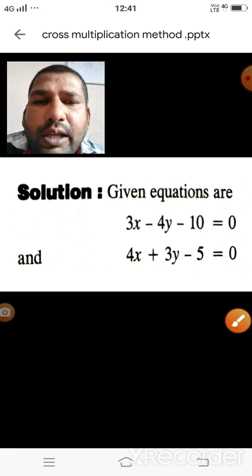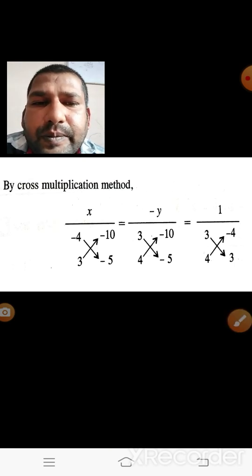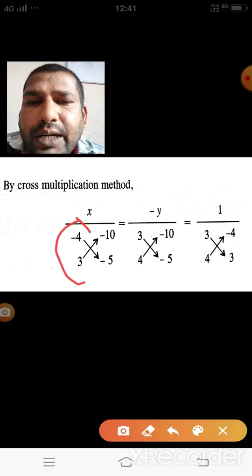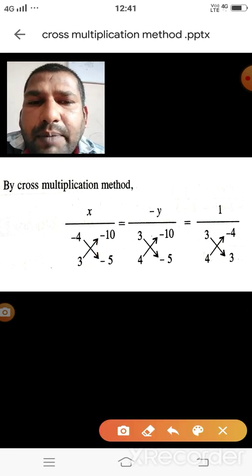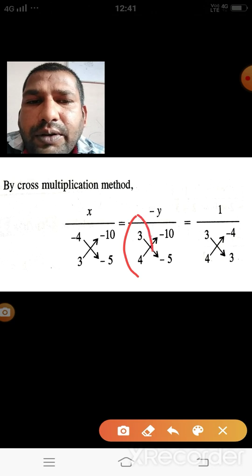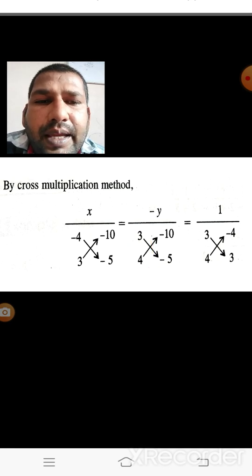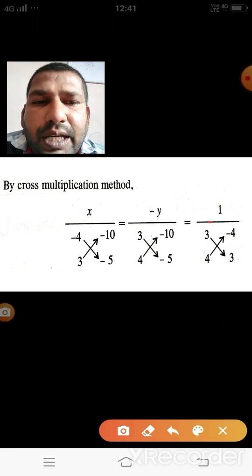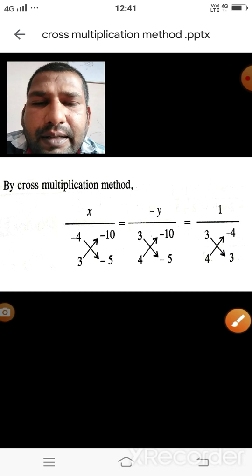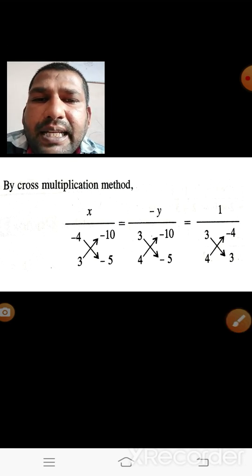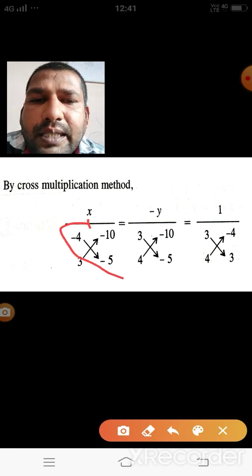Then again we are following the same, we are writing x upon the coefficient of y and the constant term, minus y upon the coefficient of x and the constant term, and 1 upon the coefficient of x and the coefficient of y. Then the same concept: up to down minus down to up. To down multiplication you have to take, then down to up.